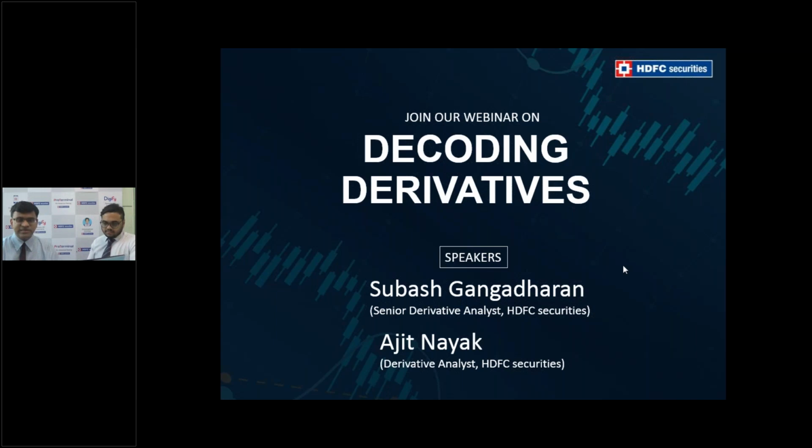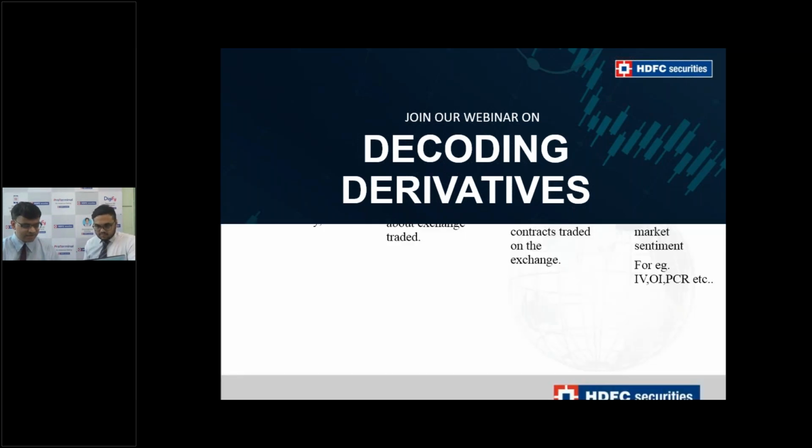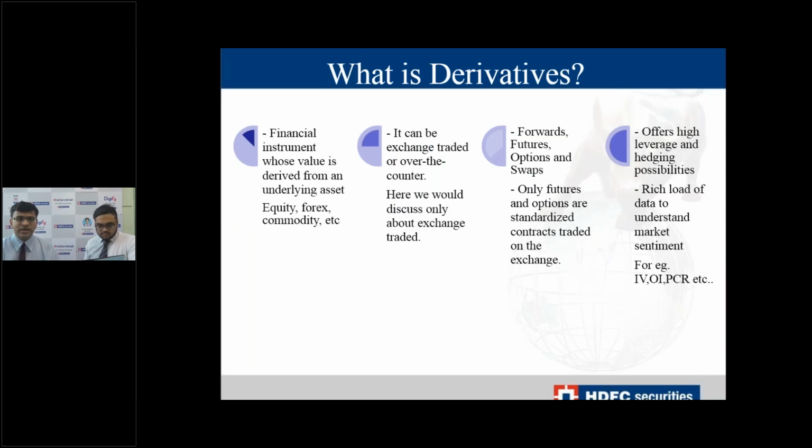Derivatives are basically a financial instrument whose value is derived from an underlying asset. So that asset could be an equity, it could be a forex or a commodity. And these instruments could be either exchange traded or over the counter. Today we will be discussing only exchange traded contracts, which are futures and options.